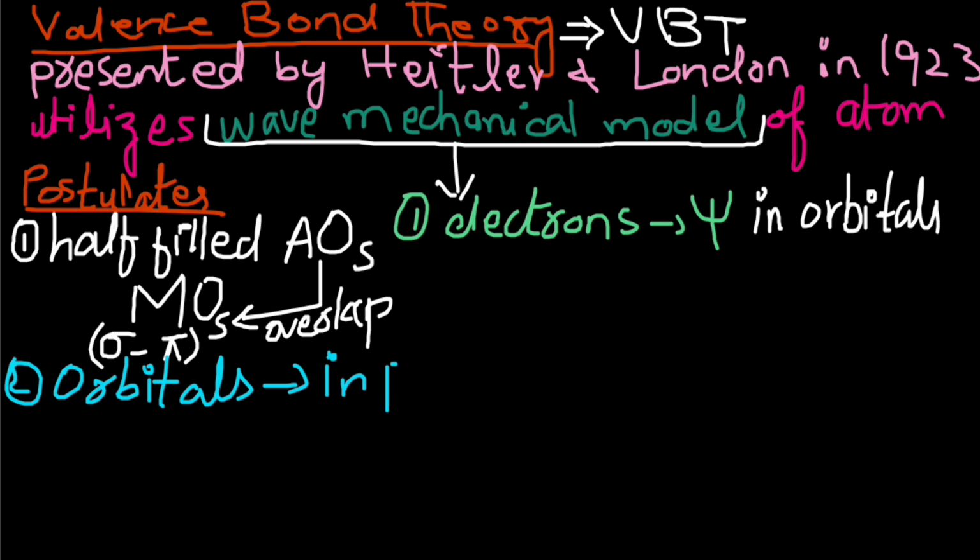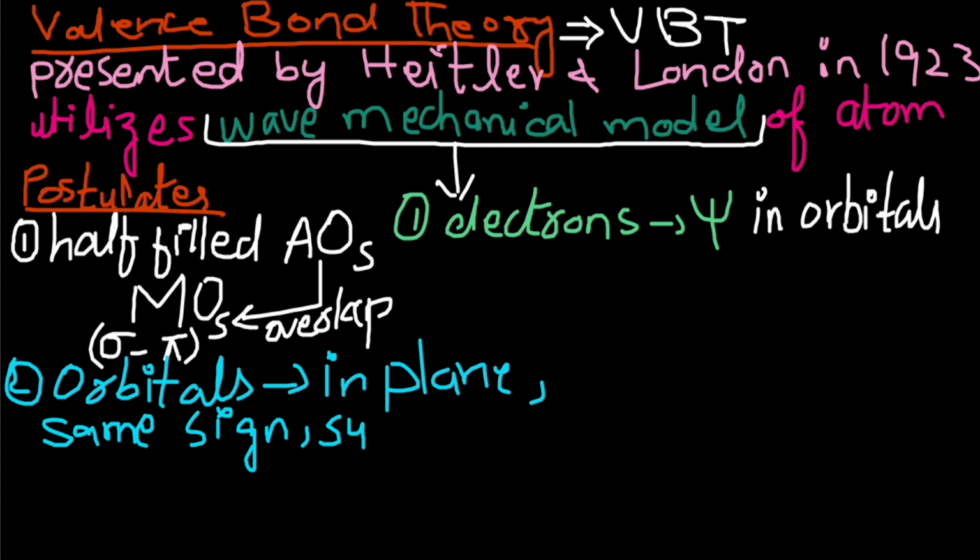in plane, they have the same sign, and they are symmetrical. The two orbitals can result in effective overlapping if they are in one plane and they have the same sign.